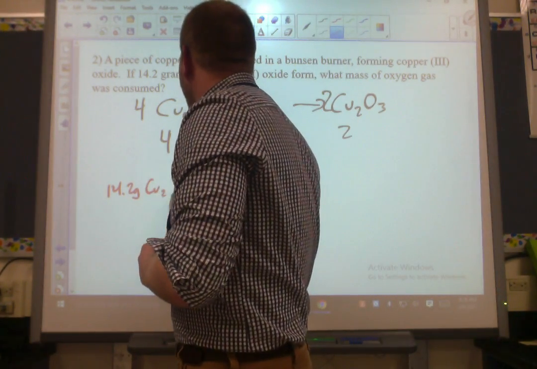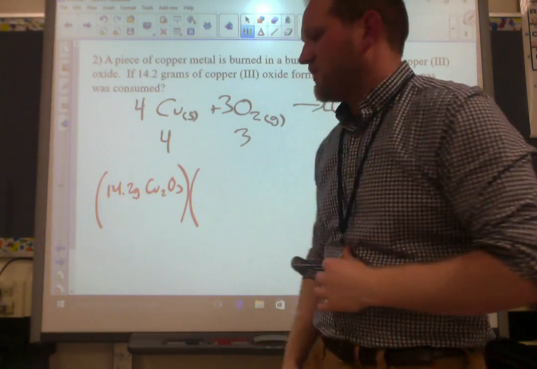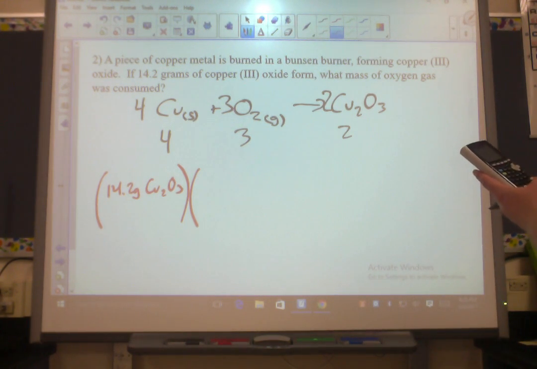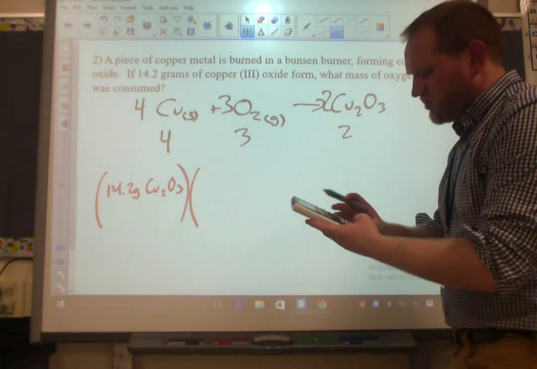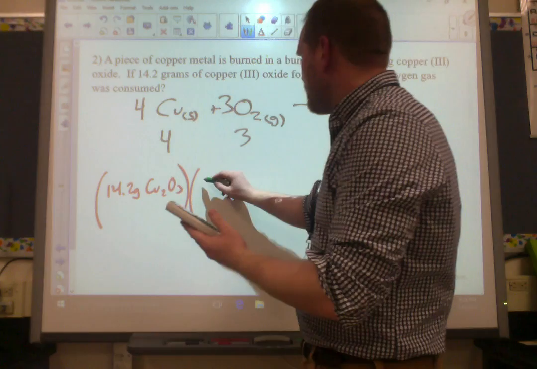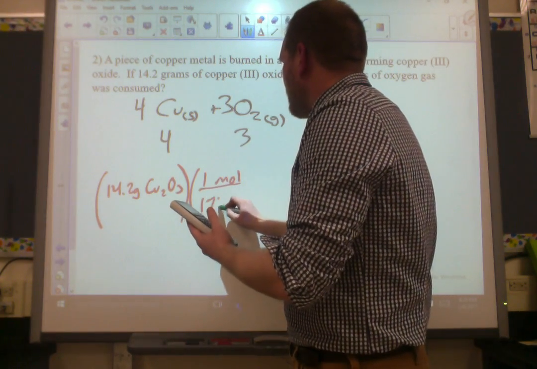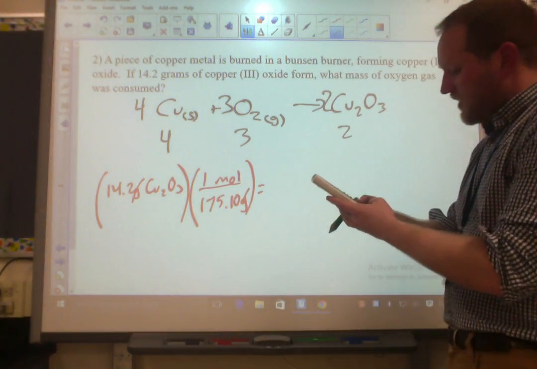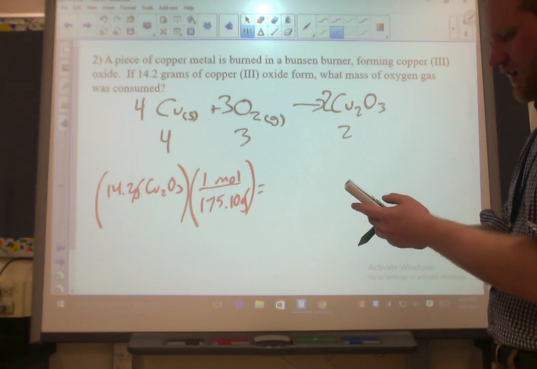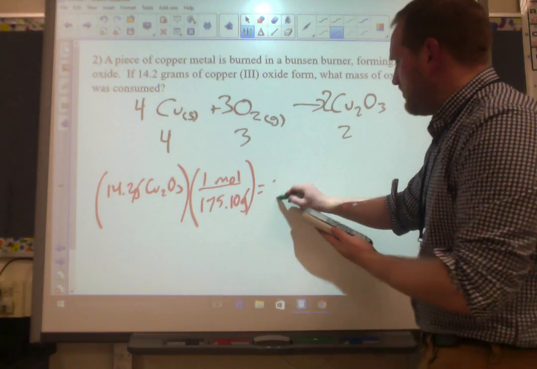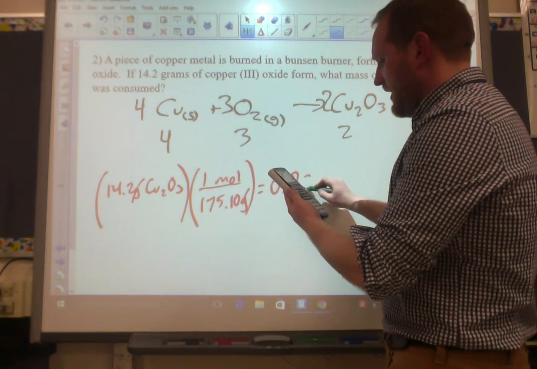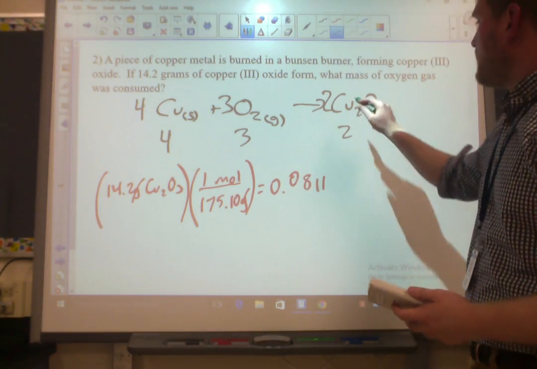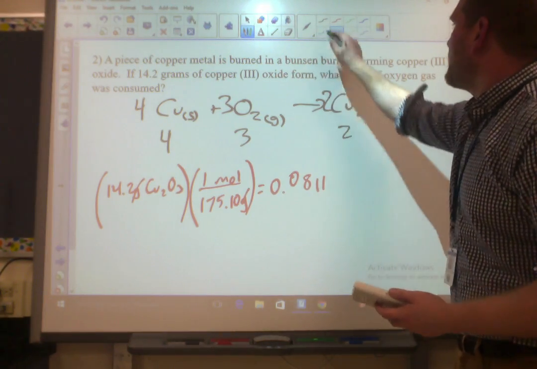14.2 grams of Cu2O3. I need to look up my molar mass. So I should have just saved it from before. 2 coppers, that's 63.55 times 2, plus 3 oxygens is 48. So 175.1, but I'm going to say times 1 mole over 175.10 grams. Gram cancels gram. Let's see what we get. 14.2 divided by that answer gives me, and I'm going to go ahead and write it here first, 0.0811. Looking at my sig figs here. And that's moles of copper 3 oxide. So I'm going to write that in right here.